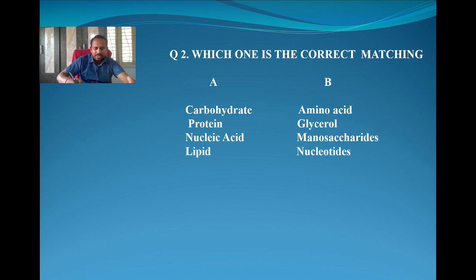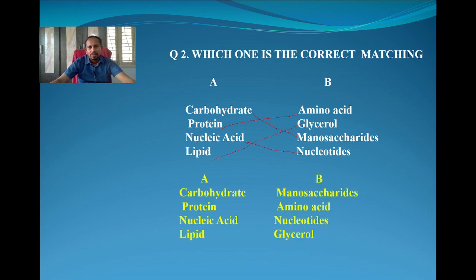If we match carbohydrate, the monomer is monosaccharide. Protein, the monomer is amino acid. Nucleic acid, the monomer is nucleotides. Lipid, the monomer is glycerol. So this is the right combination for this matching. So this is the actual answer of this question.